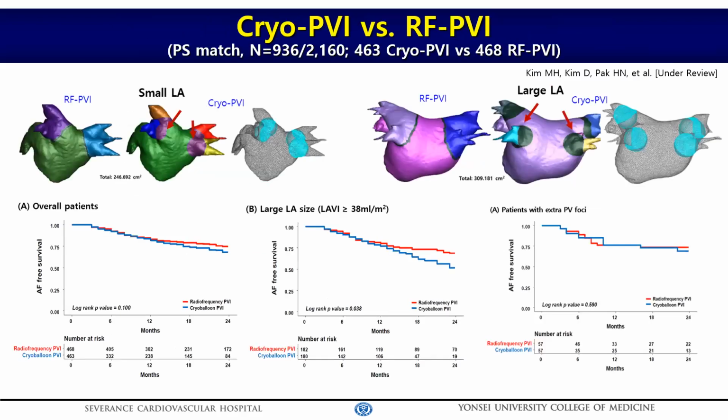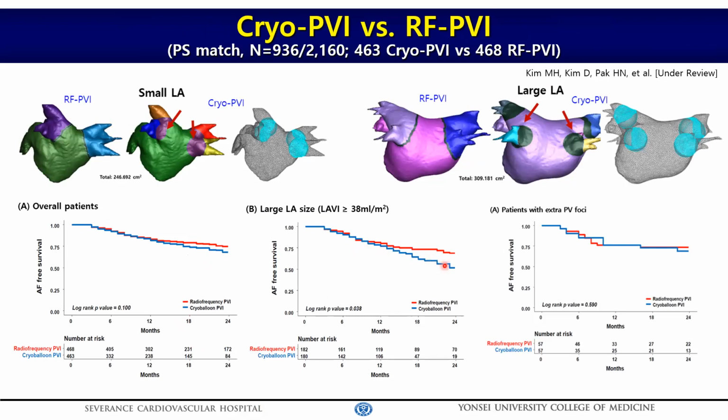However, hypershort duration and cryo are not equally effective in all PVI patients. This study compared RF and cryo with propensity score matching in over 2,100 patients. And how does cryo differ versus RF PVI? We reported a similar rhythm outcome between cryo PVI and hypershort duration RF PVI.